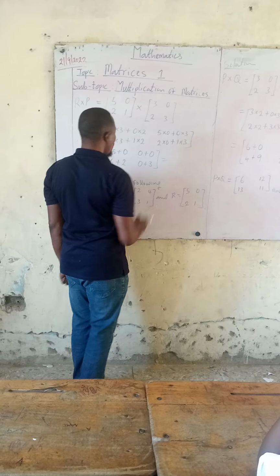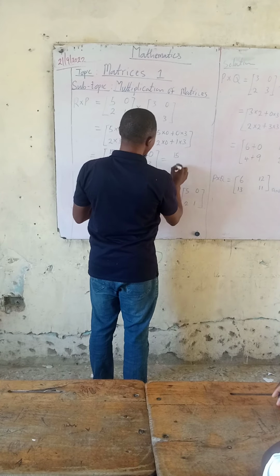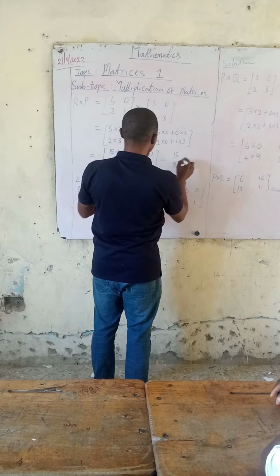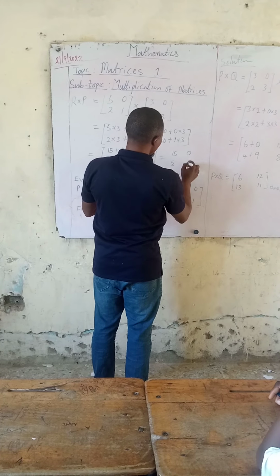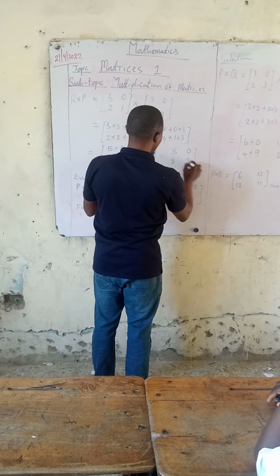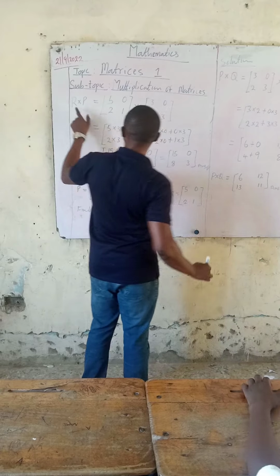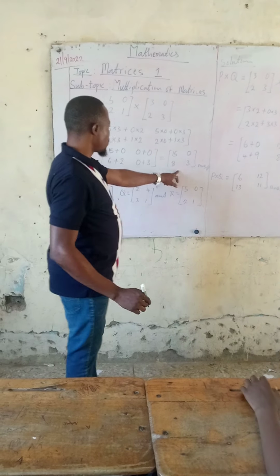Now the final answer equals 15 plus 0 equals 15. 6 plus 2 equals 8. 0 plus 0 equals 0. 0 plus 3 equals 3. So that's our answer, which means R times P equals this.